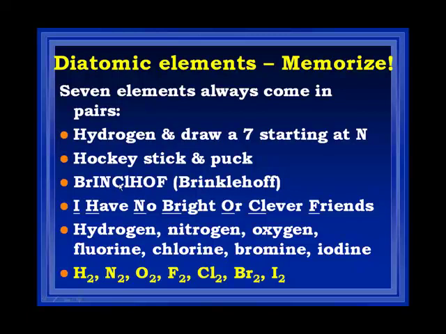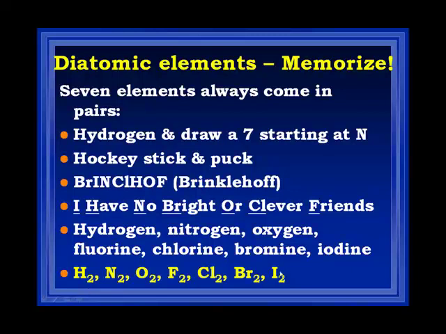Also reviewing for you guys is the diatomic elements. You need to memorize these. You will be quizzed on them this time. So these 7 diatomic elements always come in pairs. You can start at hydrogen and draw a 7 starting at the end. Remember, we call that the hockey stick and puck. Or you can remember it with Brinkelhoff, or I have no brighter, clever friends, or just the elements themselves: hydrogen, nitrogen, oxygen, fluorine, chlorine, bromine, and iodine.